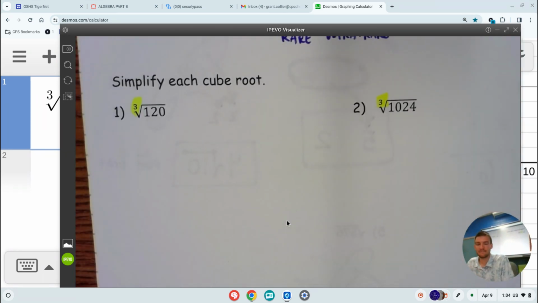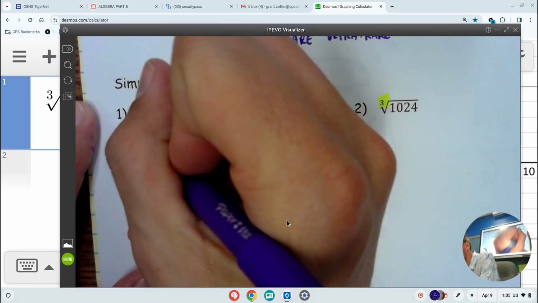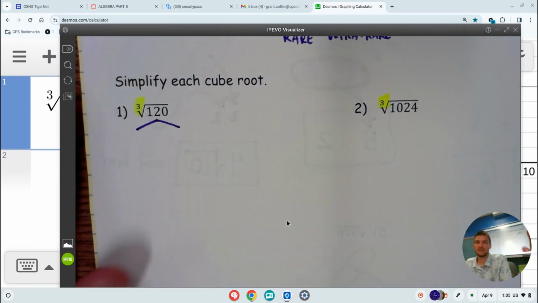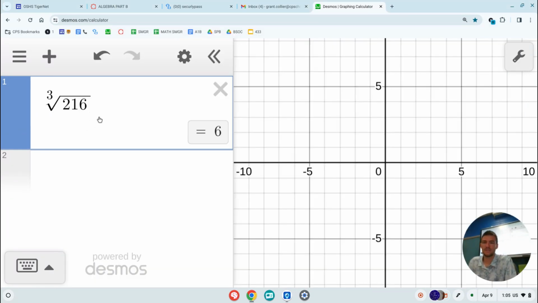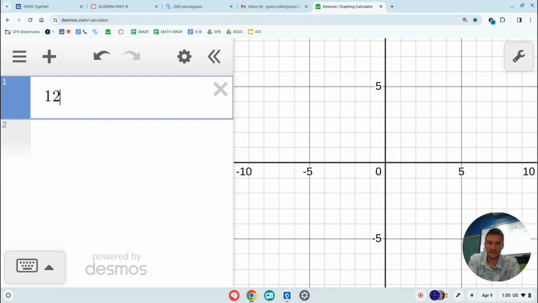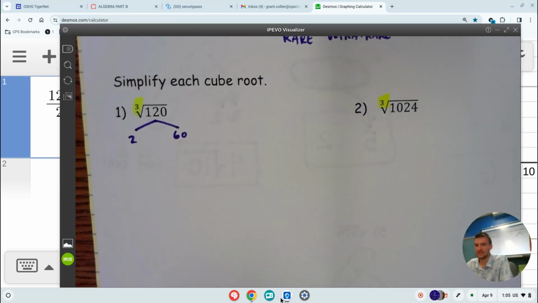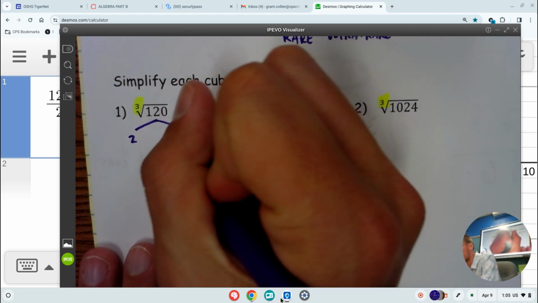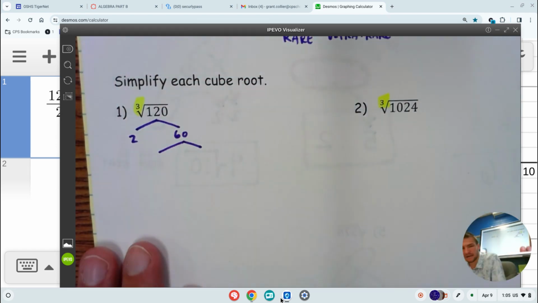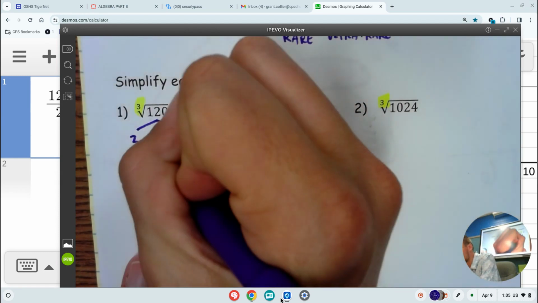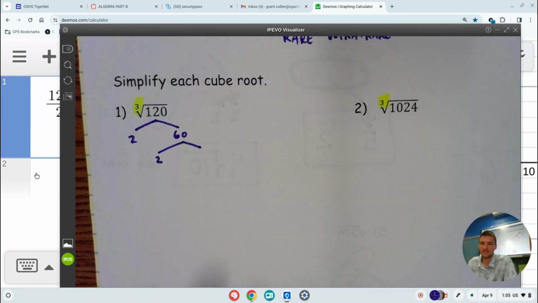When it comes to perfect cubes and trying to break down cubes that are not perfect, it's the same method as squares. Same prime numbers. Let's start with 120. 120 divided by 2 is 60. So just like we did on the square roots, we're doing the same thing for the cube roots.